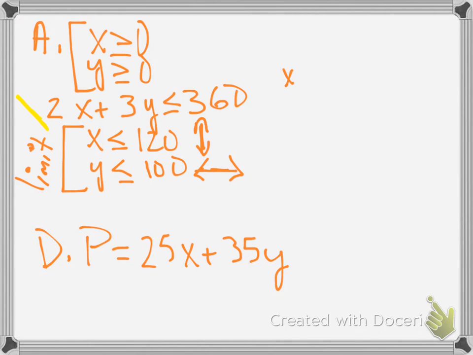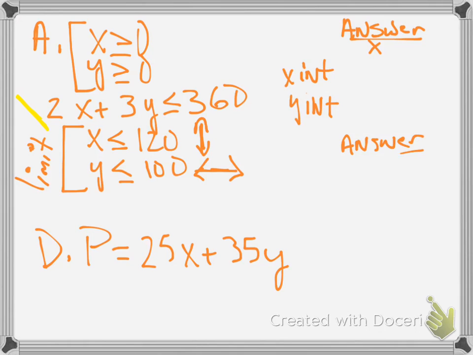Also, don't forget, you need to find your x-intercept and y-intercept. And how do you do those? You divide the answer by the x, and the answer by the y, and that will give you your x and y-intercepts, which should give you 180 and 120 right there. So make sure of that, and go from there, and you should be just fine.